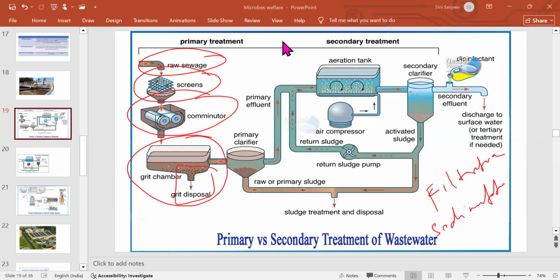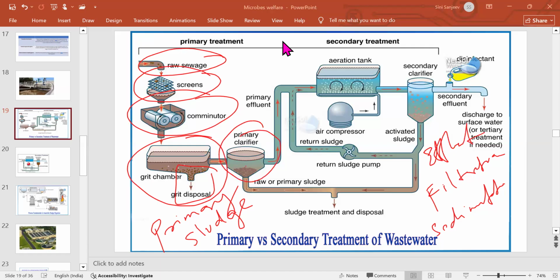But still, after the primary treatment, the sewage has microbes. So we have to clear it down. For that purpose, we'll go for the secondary treatment. Usually whatever is removed in the primary treatment is called primary sludge. Okay, so what is this primary sludge? It's nothing but the solids that settle down at the bottom, right? That is the primary sludge, and the upper part is called the effluent. So this is the primary clarifier.